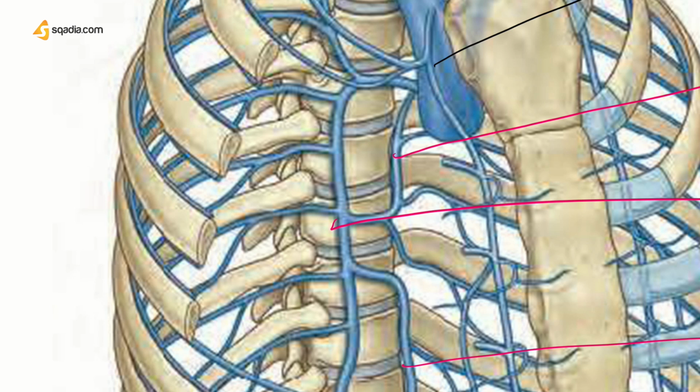What else can we see? We can see the hemiazygous vein draining into the azygous vein. Sorry, this is the accessory hemiazygous vein. And this is the hemiazygous vein, and this is the accessory hemiazygous vein.